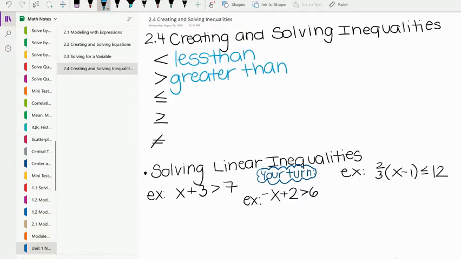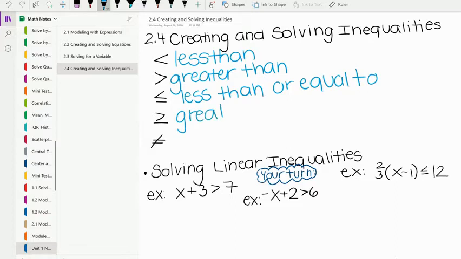And then now we have kind of the same symbol, but with a bar underneath, which means that it can be either less than or equal to. And on this one, we have greater than or equal to. And lastly, we have an equal sign with a line through it, which means not equal.